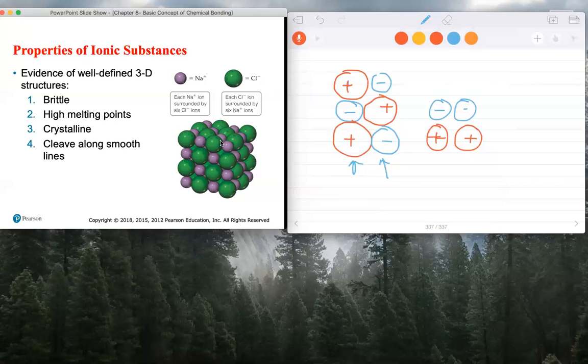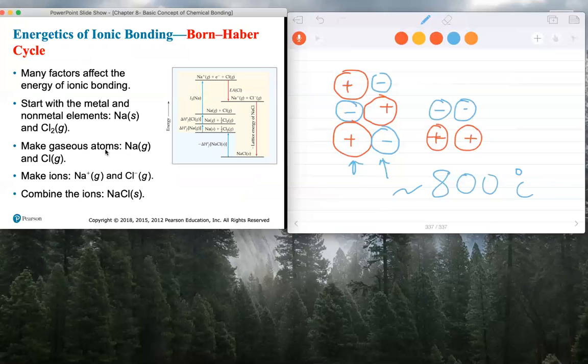They have a high melting point. I think the melting point of sodium chloride is around 800 degrees Celsius. They all have high melting points. They are crystalline and have long, smooth lines.